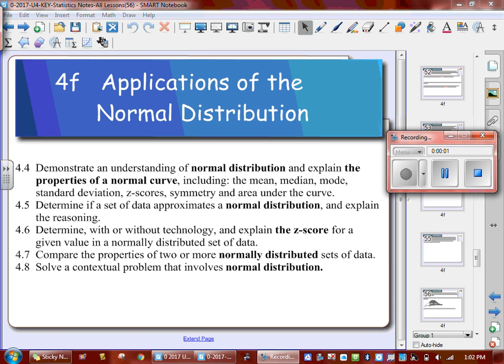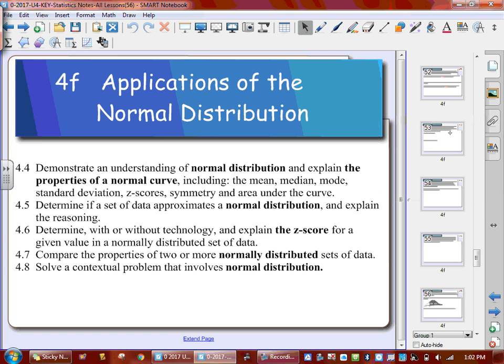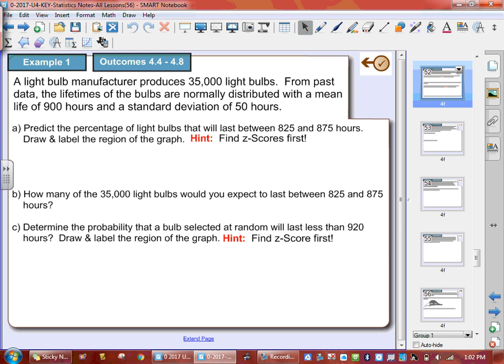Okay, welcome to 4F, the last lesson in our unit. So this lesson is talking about the problem-solving situations for normal distribution. So the bell curve, where do we find a lot of information and where do we find this being used? They use it pretty much everywhere.